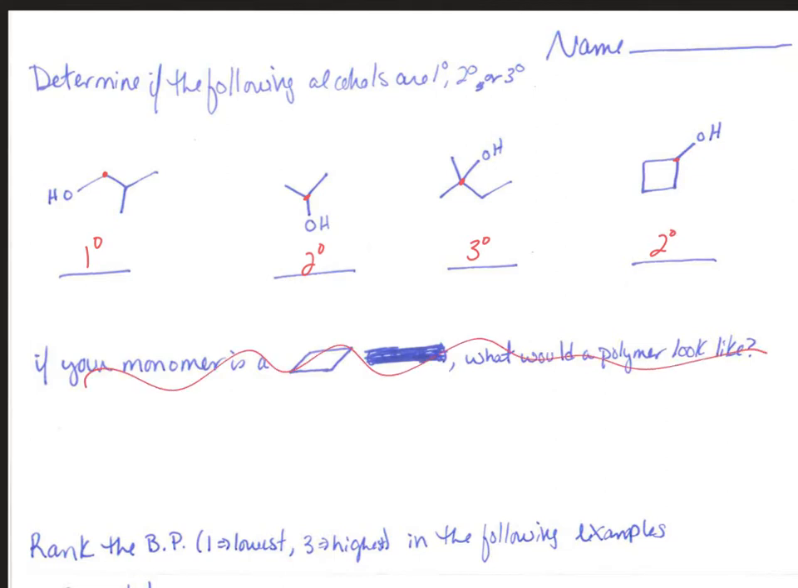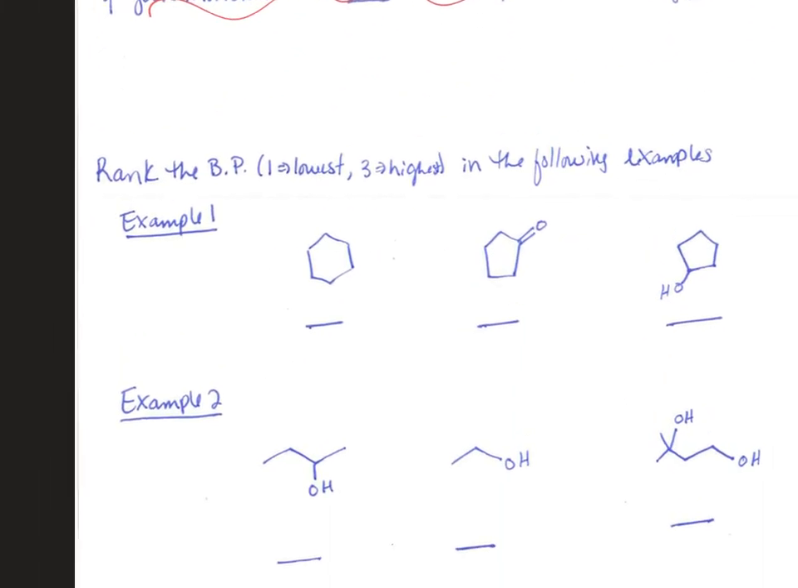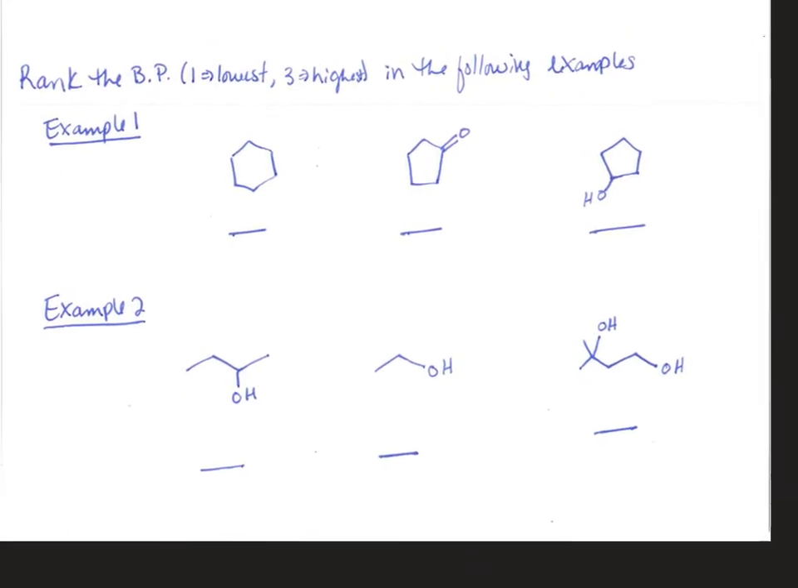Skip this, we didn't even talk about polymers. This is much more important. We need to rank the boiling points in each of these examples. Here we have alkanes. Here we have a ketone that has dipole-dipole interactions. And here we have an alcohol that has hydrogen bonding. So hydrogen bonding is going to rule. It's going to have the highest boiling point. The dipole-dipole will be in the middle, and the alkane will be lowest.